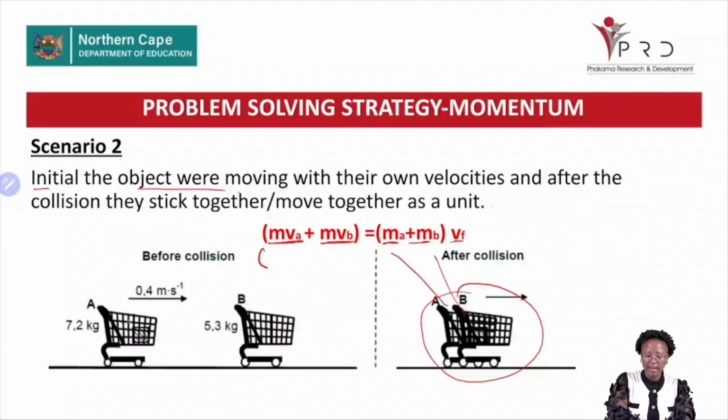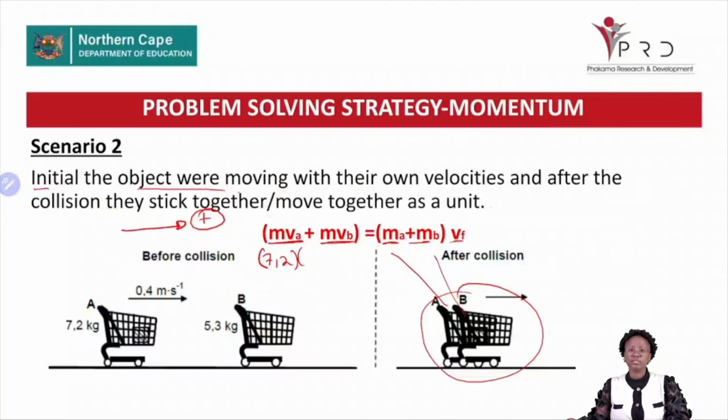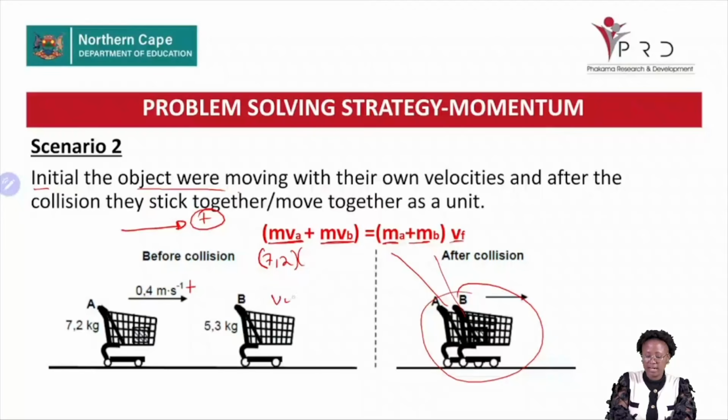Right over here, I have the mass of object A, which is 7,2 multiplied by the initial velocity. I'm very consistent with my direction. I choose right as positive. I know that the 0,4 will be positive. Then my B is stationary. Assuming that it is stationary, it's 0 meters per second. And then I'm looking for the final velocity. So over here, the initial velocity will be positive 0,4, plus 5,3 multiplied by 0.